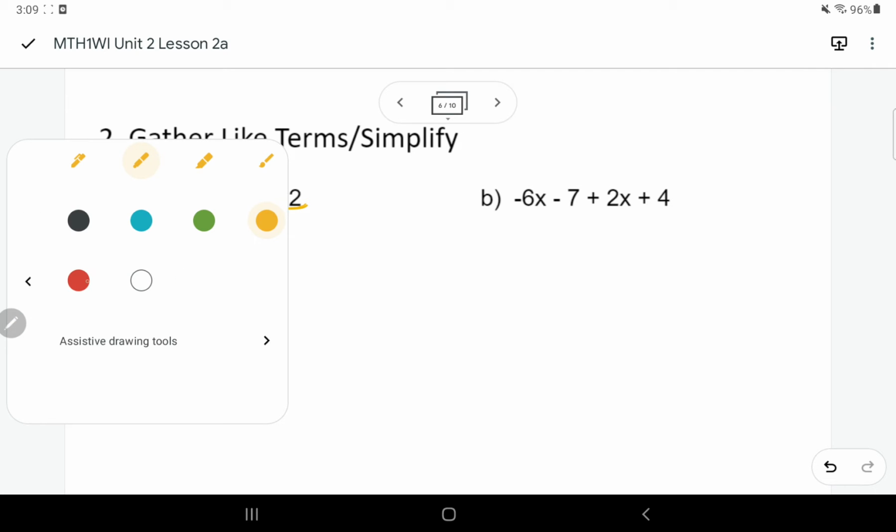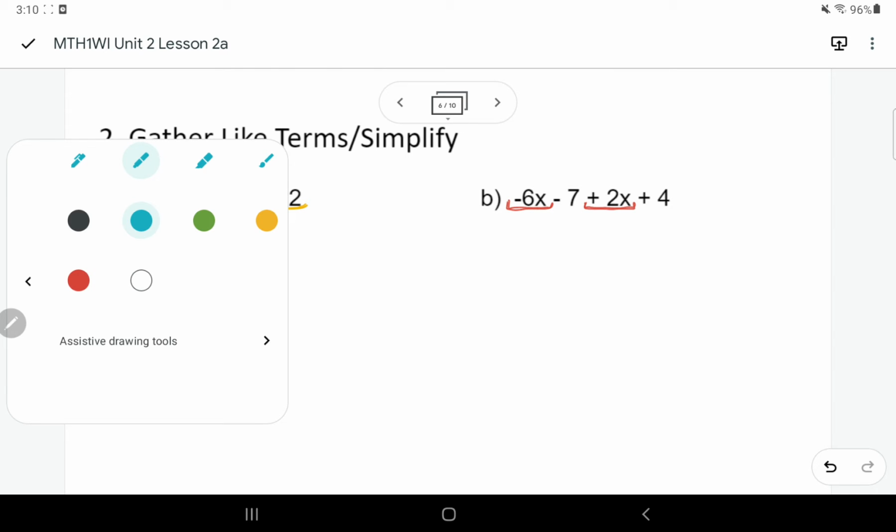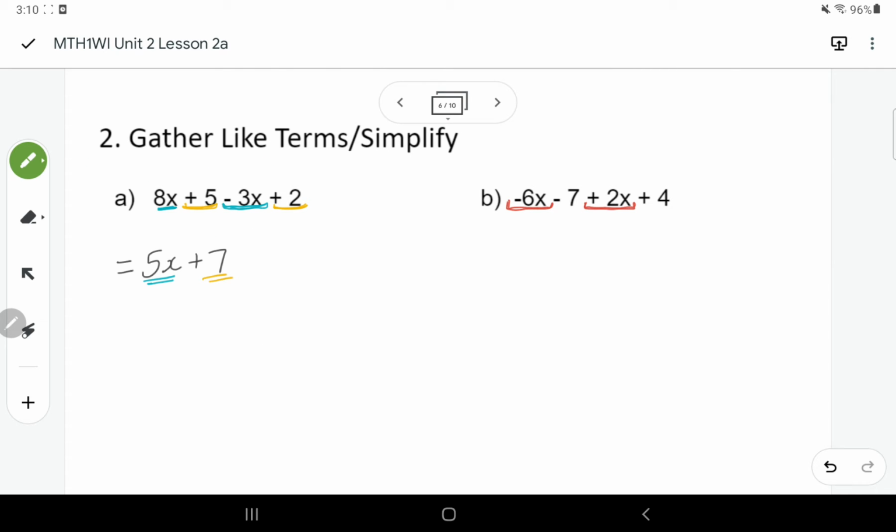So I'm going to go and let's work on B. So here I have negative 6x. What would be like terms with the negative 6x? That would be my positive 2x. They both have x's, no exponents. Remember that the signs that are out front are the ones that go with the number after. So that negative goes with the 6.